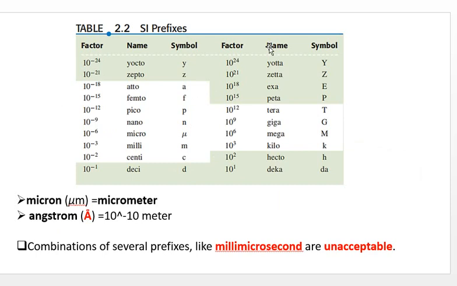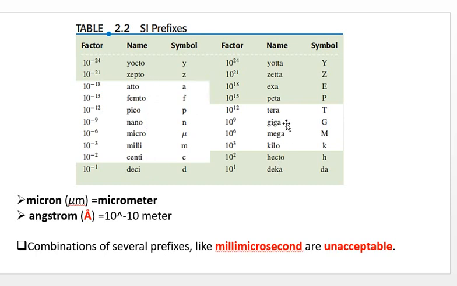Right? So, let's proceed. Next, I have here the SI prefixes. Okay? You have here the factor, the name, the symbol. I will not read it one by one. It's up to you. Now, I would suggest you memorize this one. Please memorize this. Very, very important. Most of the time, we will be dealing with this part here. Okay? There are also some here. We will be dealing with centi, milli, micro, and the like. Okay?